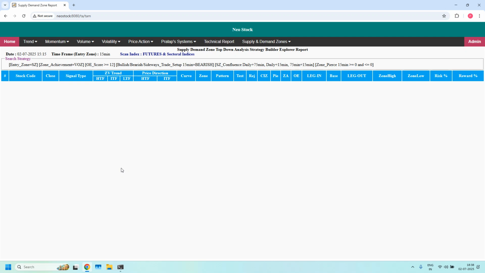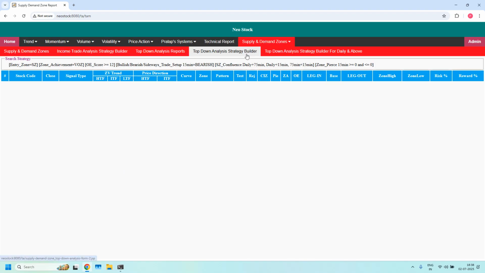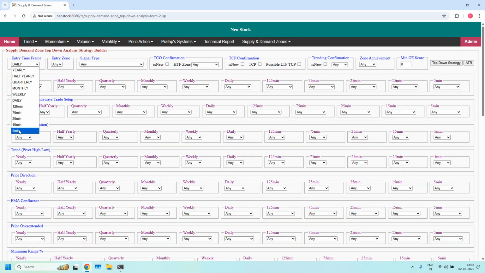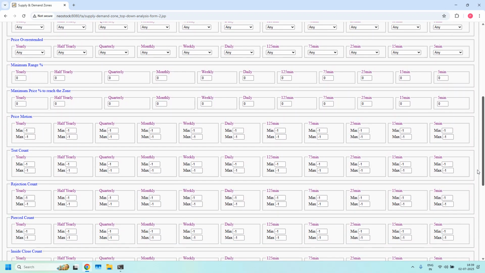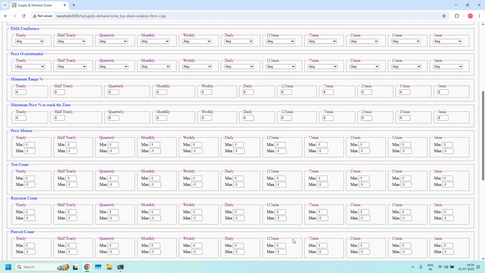So we have completed daily income trade reports. Next we will look into hourly income trade reports. For hourly income trade, entry time frame is 5 minutes. Entry zone is demand zone. At 5 minutes I am selecting sideways long. Zone achievement VOZ. Minimum order enhancer score 11 for sideways. And also 5 minutes demand zone should not be pierced. So in the pierced count at 5 minutes time frame, minimum value 0, maximum value 0.